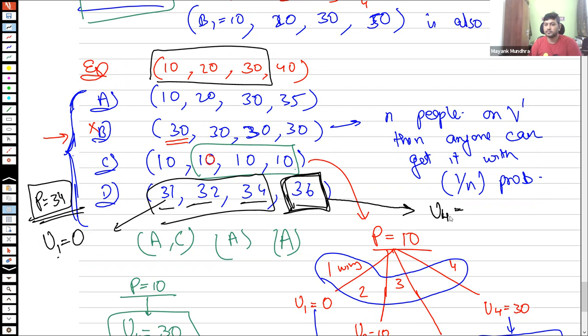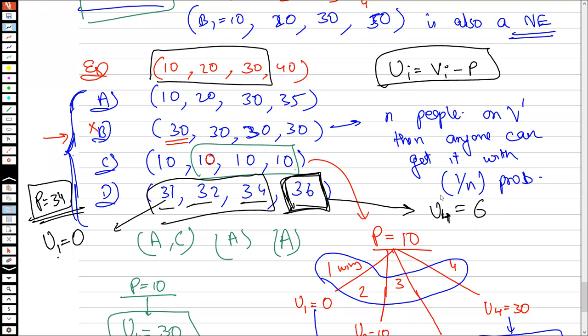Don't jump to answers. Remember, for all of you, utility is valuation minus price. So what is the utility? Okay. Yuvakshi, what is the utility of agent 4? Sir, 6. Very good. 6 is the correct answer. It's not bid minus price. It's valuation minus price.